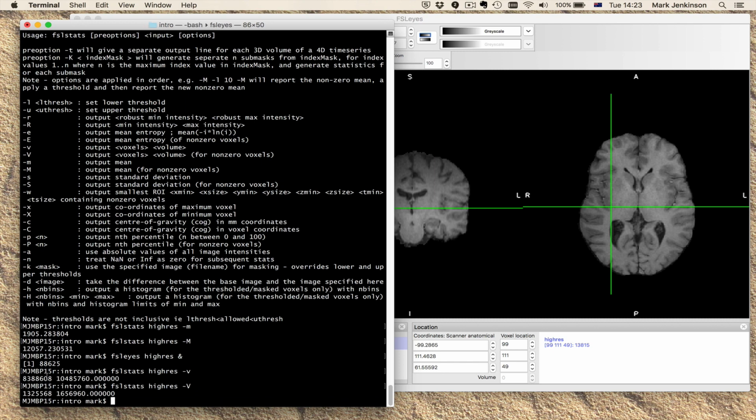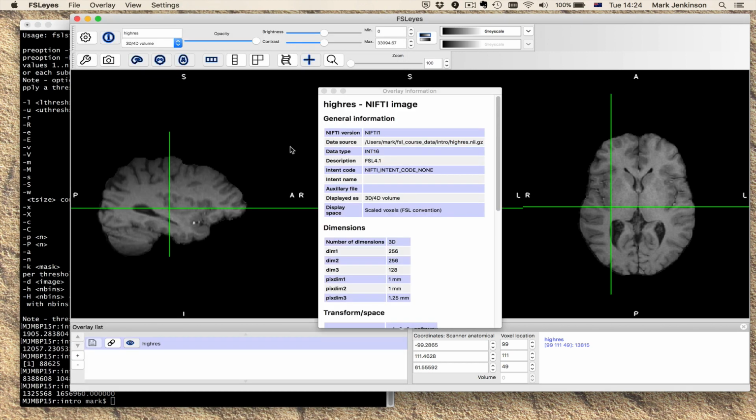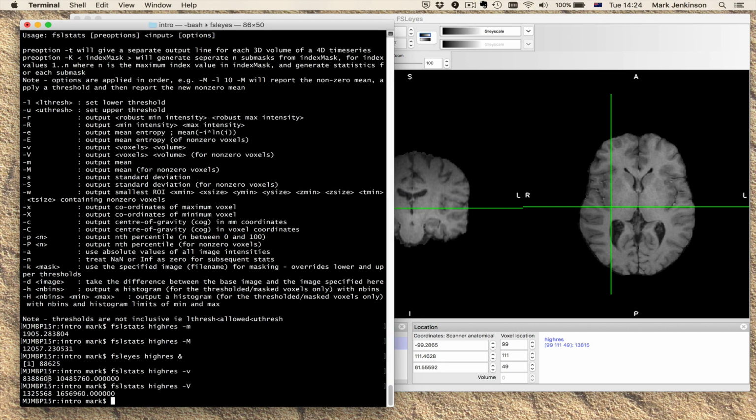And again, this is doing it either across every single voxel in the image, so that's actually a count of the voxels in the image, or this is a count of the number of non-zero voxels within the image. The second value here is actually that same volume but converted into millimeters cubed by taking into account the voxel size of this particular image, which, if we have a look, happens to be 1 by 1 by 1.25. So there would be a factor of 1.25 between these two numbers.